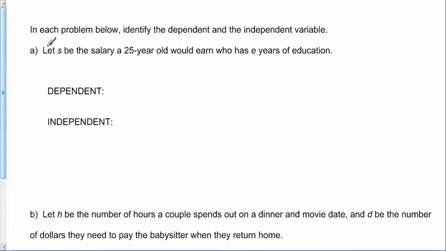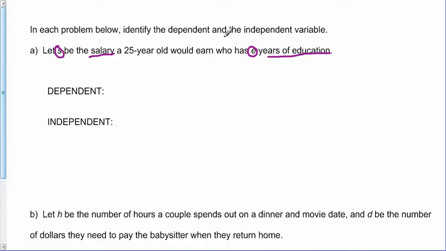So our first problem says let S be the salary a 25-year-old would earn who has E years of education. So the two variables that we're dealing with here are the variable S, which is the salary, and the variable E for years of education. And marking your problem like this can be really helpful to just be able to understand what's going on. So what we want to ask ourselves is, would your salary depend on your years of education, or would your years of education depend on your salary?